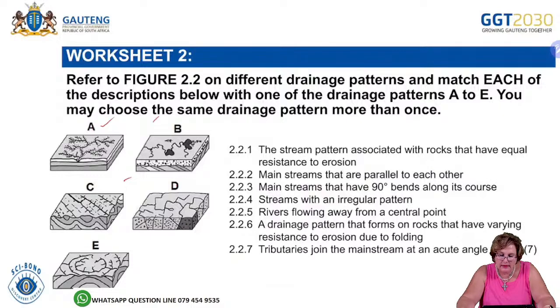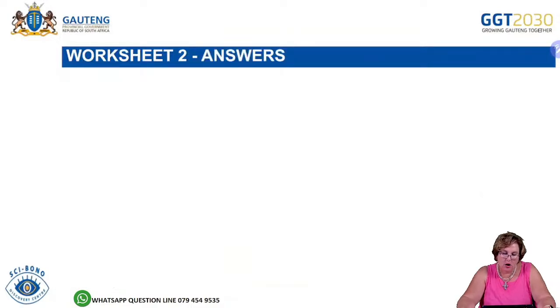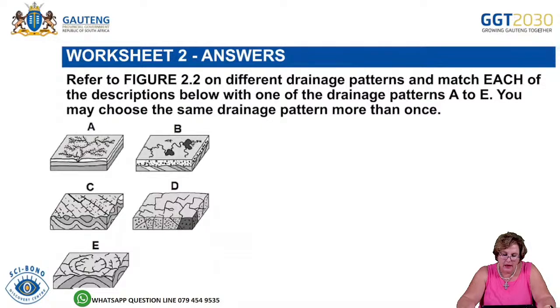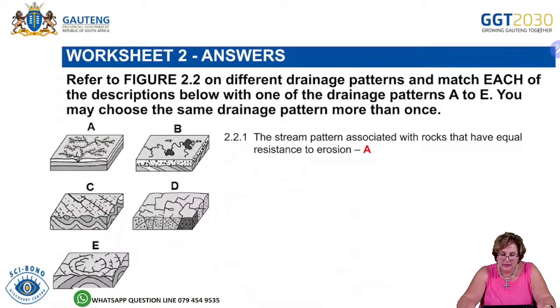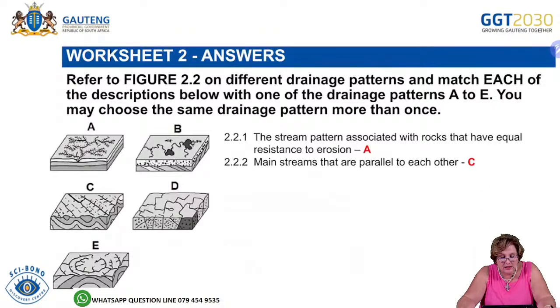Welcome back, boys and girls. Let's look at your answers for each question. Stream pattern associated with rocks that have equal resistance to erosion will be A. A is dendritic. 2. The main streams that are parallel to each other is C. Here you can see the hard rocks and the soft rocks. These streams are flowing parallel to each other, so it belongs to C.